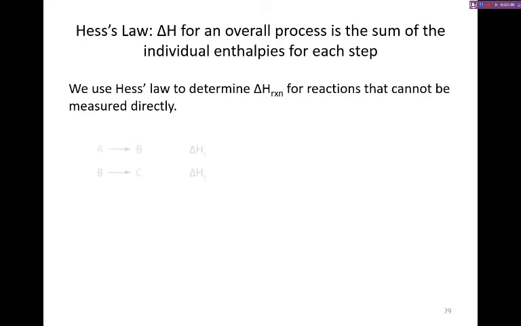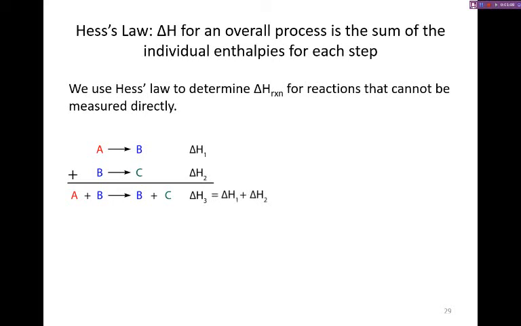So let's say that we have a reaction that goes from A to B, and there's an enthalpy associated with it. And then from B to C. Hess's law says that we can combine these two reactions, and so we would get A plus B, and that yields B plus C. And the enthalpy of that reaction would be the sum of the other two enthalpies. Because B is the same on both sides, it gets canceled out of the reaction, and so our net reaction is just A yields C.